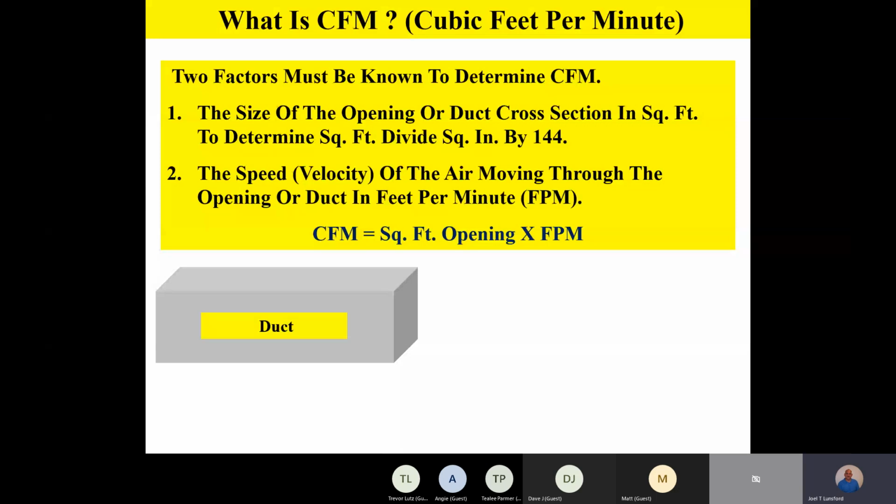So just as a quick little exercise, if you have a 20 by 30 grill, you take 20 times 30, divide by 144 to get the square foot area, and then multiply that number times 0.8 to account for that 80% efficiency of most grills and registers to get an actual free area of 3.3 in our example. Are there any questions or comments on that as we do a couple grill and register airflow checks?